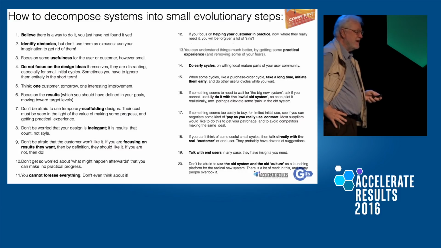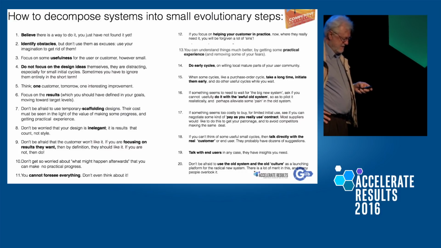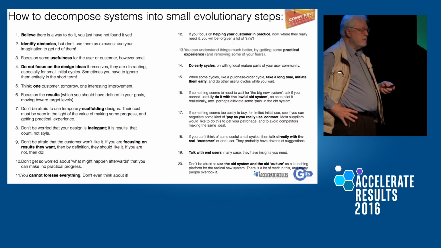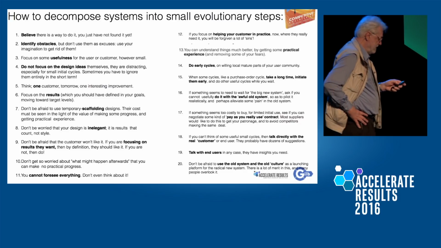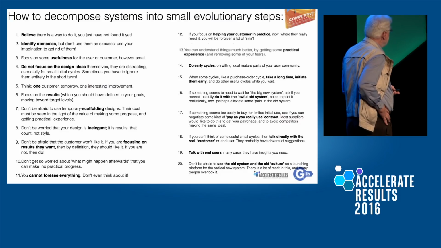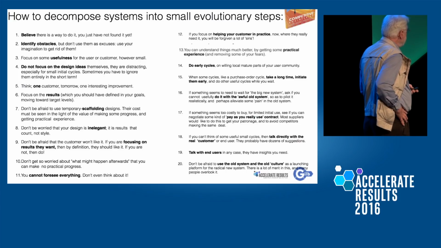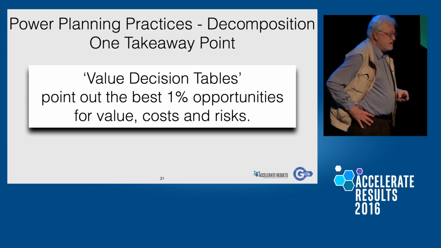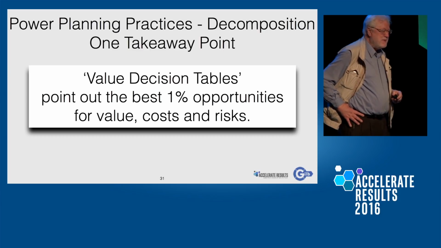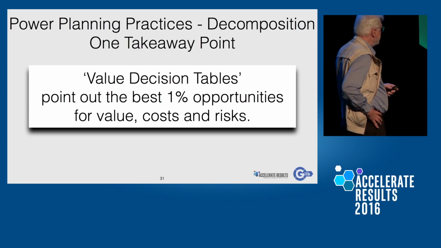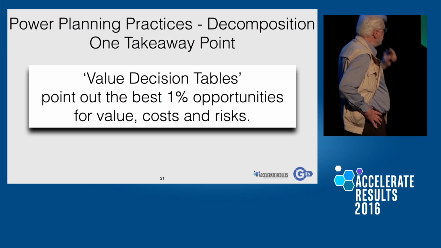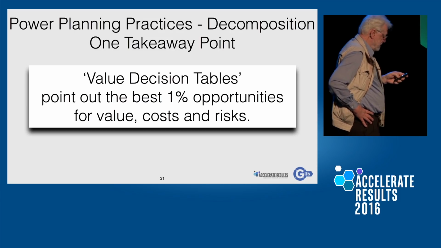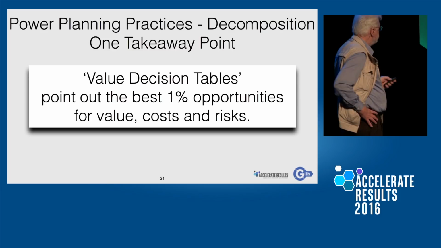He's the one who taught Eric Ries and other people lean startup, by the way. A remarkably interesting guy. Okay, so one takeaway point about decomposition. Value decision tables, which I sometimes call impact estimation tables, but same thing, point out the best 1% opportunities for values, costs, and with regard to risk. We'll talk about risk in a little bit more detail.